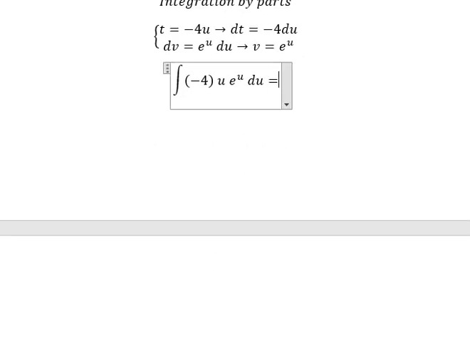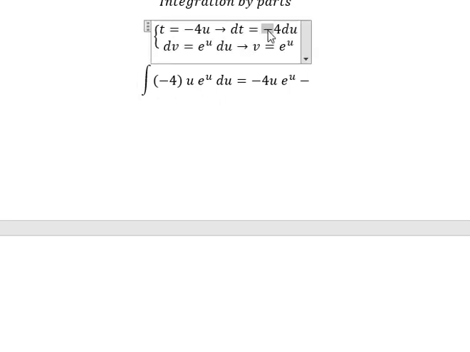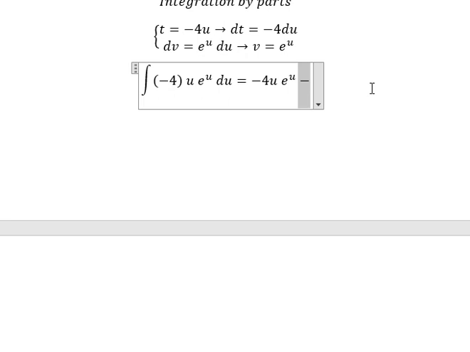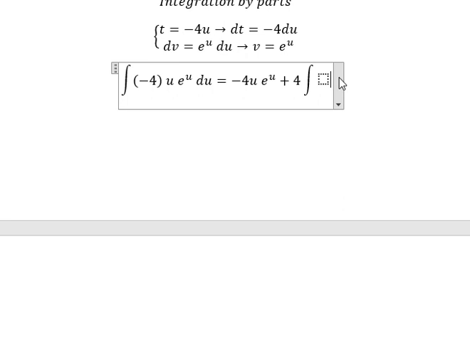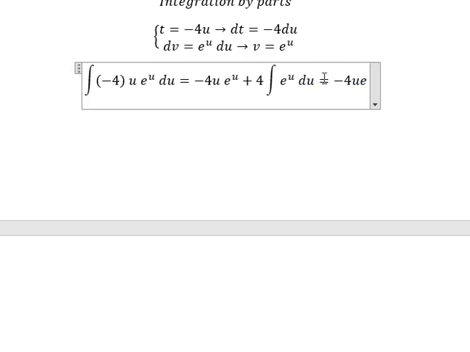So we have t multiplied by v minus dt multiplied by v. So negative and negative we have positive. And now we have the final answer.